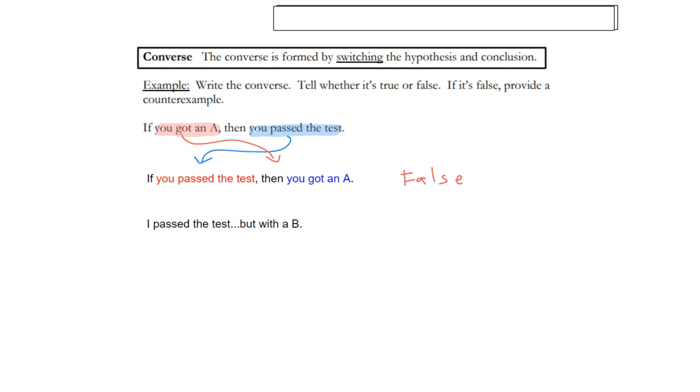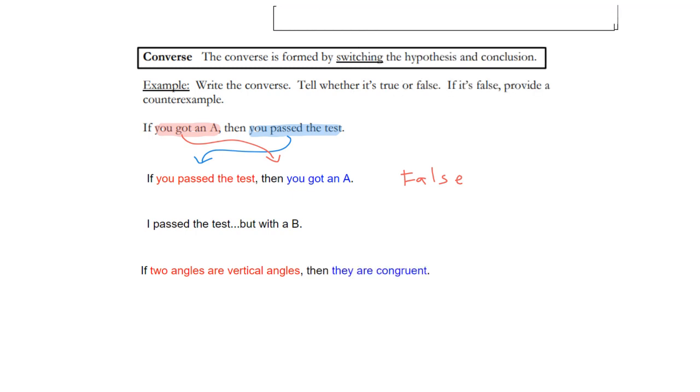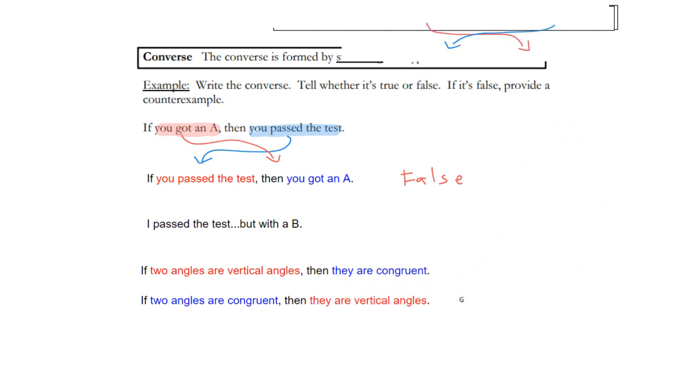Now let's do one more of these. It's not in your notes, but I'm going to ask you to think about the statement: if two angles are vertical angles. We learned about vertical angles recently. And what do we know if two angles are vertical angles? Well, we know that they are congruent, right? So then they are congruent. What would the converse be? Well, we're going to move our hypothesis over to here, and we're going to move our conclusion over to here. So it would be, I'm going to move my arrows with it, if two angles are congruent, then what? Well, then they are vertical angles.